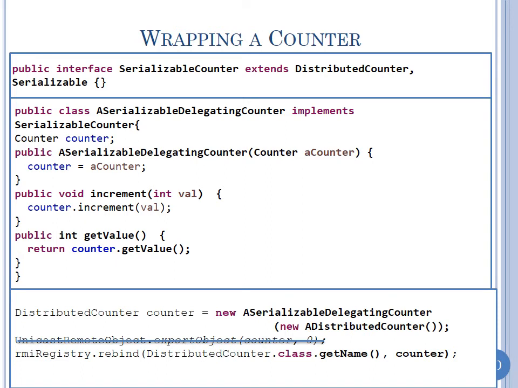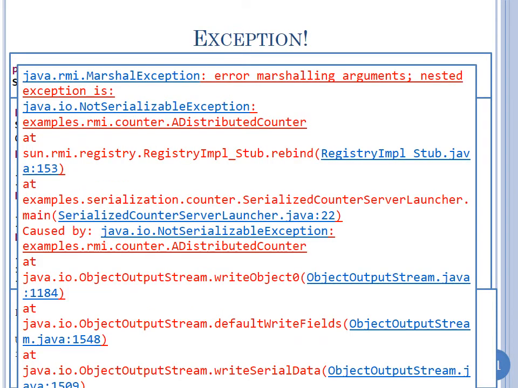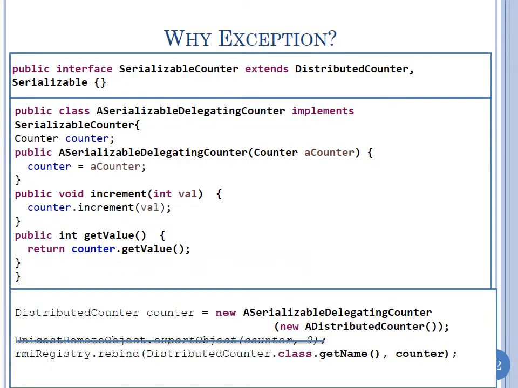What if I register an instance of this wrapped counter with the RMI server and I don't do an export object? Will I get an exception or will I not get an exception according to the rules that I've given you? And as it turns out, I get an exception. And the question is, why did I get an exception?